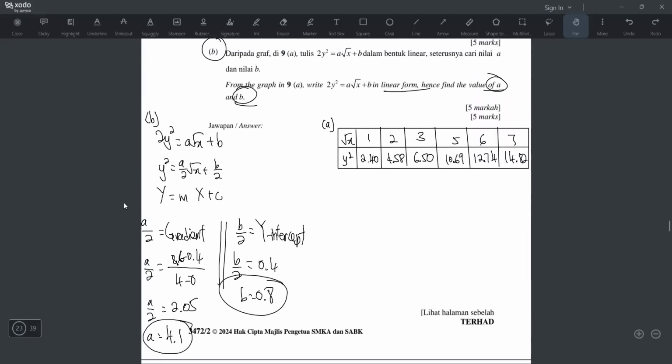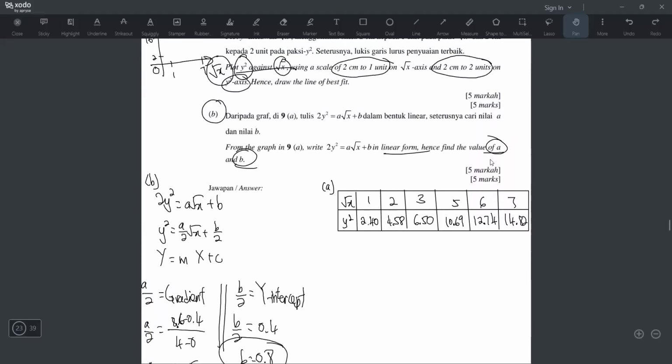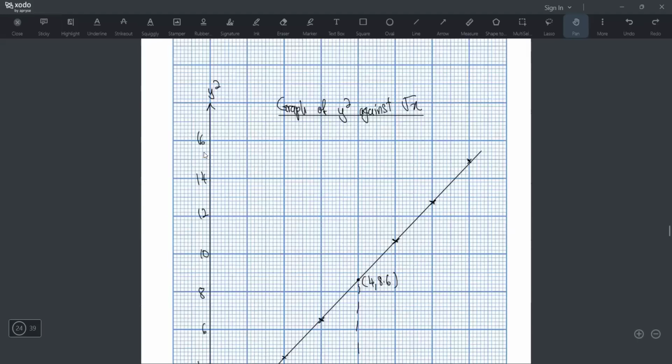So the full mark for this is 10 marks. Okay, 5 marks for part A, 5 marks for part B. Okay, that's all. Sudah siap. Done.